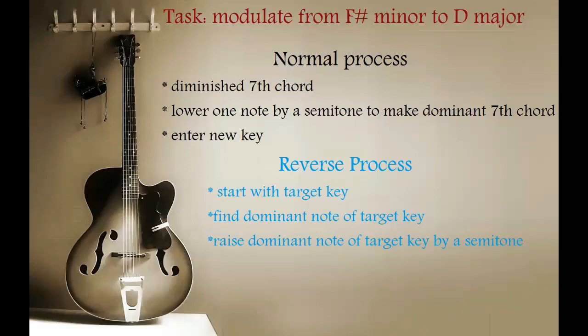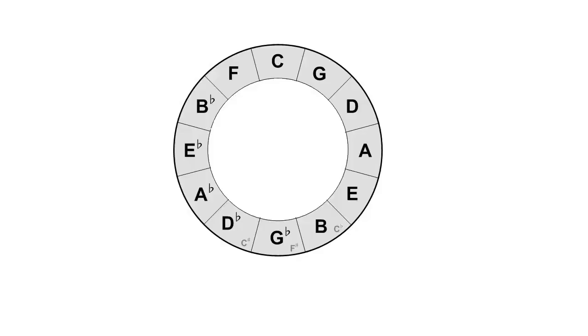Reverse engineered, we start with the target key and then get the dominant note of the target key and raise it up a semitone. Here is how it looks like on the circle of fifths. First, we start with D major, our target key.